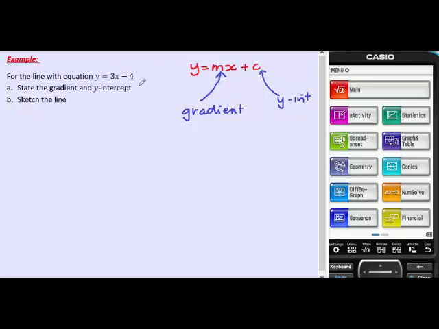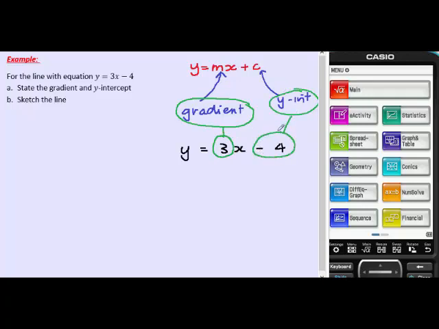Which means, therefore, if I have y equals 3x minus 4, that my gradient is going to be the number before the x, which is the 3, and my y-intercept is going to be this number on the end, which is the negative 4. Don't forget the negative. So my answer to question A will be that my gradient's 3 and my y-intercept equals negative 4.